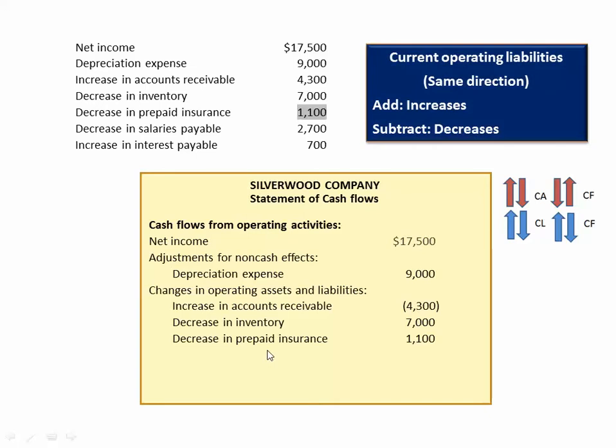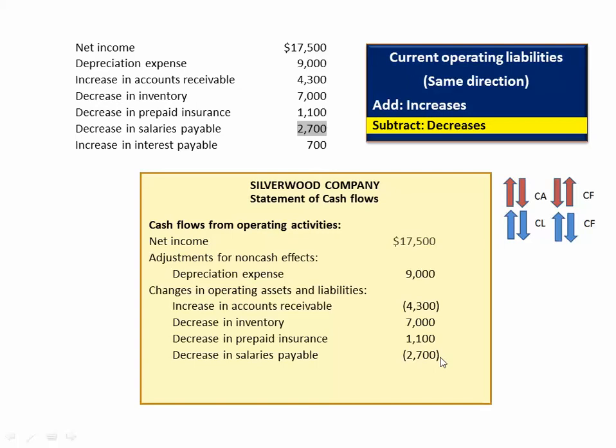So now let's move on to the current liabilities. Decrease in salaries payable. Salaries payable is a current liability. If there's a decrease, we're going to reduce the cash flow. See how these are the same direction? If the current liabilities have increased through that time period between those two dates, it's going to increase cash flow. If it decreases, cash flow decreases. So this will be a decrease of $2,700. Increase in interest payable. If we're going to increase the current liability, we're going to increase the cash flow. Increase means add.